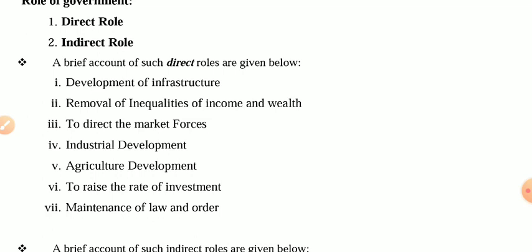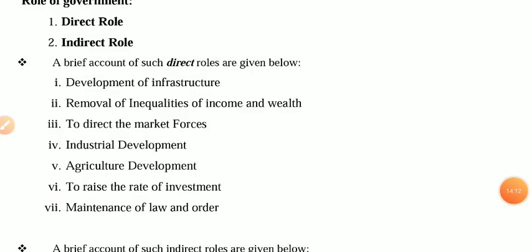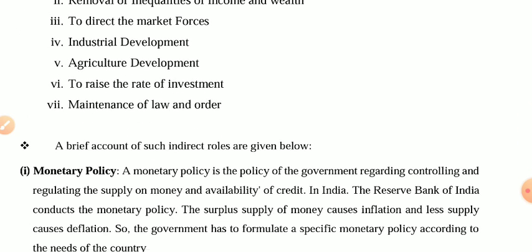Next is to direct the market forces. Government also directs the market forces. Market forces are demand and supply, so government also controls the demand and supply forces. Next is industrial development. Government is very important for industrial development, like government provides different subsidies or different policies to the industry sector so that the industry sector can grow, like the Skill India movement, the Make in India initiative. These are the initiatives taken by government for industrial growth.